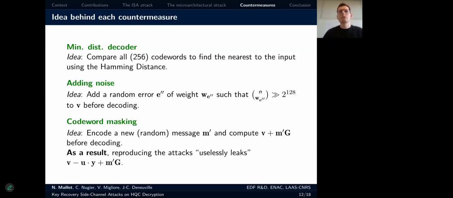And to ensure that those countermeasures can be used, we have done some TVLA tests with 30 samples, and none of them leaked anything. But if we dive deeper with the TVLA test with 100 samples, it seems that the minimal distance decoder could be leaking something, so we still have to analyze it, but the adding noise and code word masking do not. And this was done with a simulation, so there was no noise on the TVLA test, which is quite interesting.